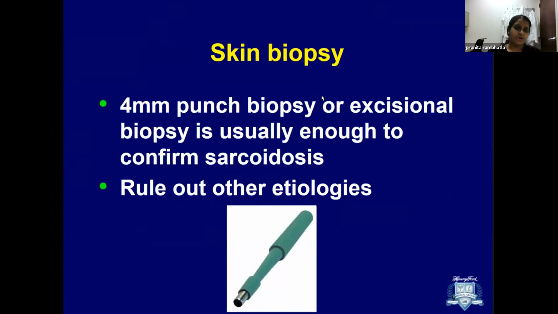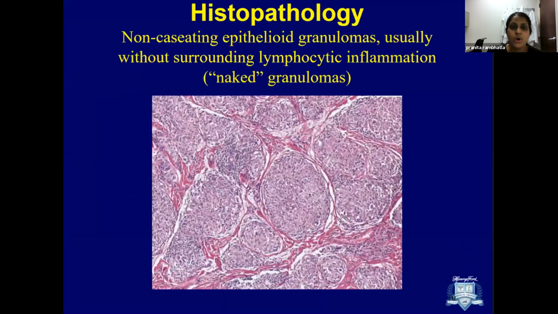If someone comes over to us, one of the first things that we may offer them is a skin biopsy. Oftentimes we need to take very little skin; a tiny 4 millimeter punch is enough. Sometimes we do need to do excisional biopsies for deeper processes to confirm sarcoidosis and, more importantly, to rule out other etiologies. And this is our tiny punch. When we do the biopsy, this is what we see in our specific sarcoidosis lesions: non-caseating epithelioid granulomas, usually without surrounding lymphocytic inflammation, and we call them naked granulomas.